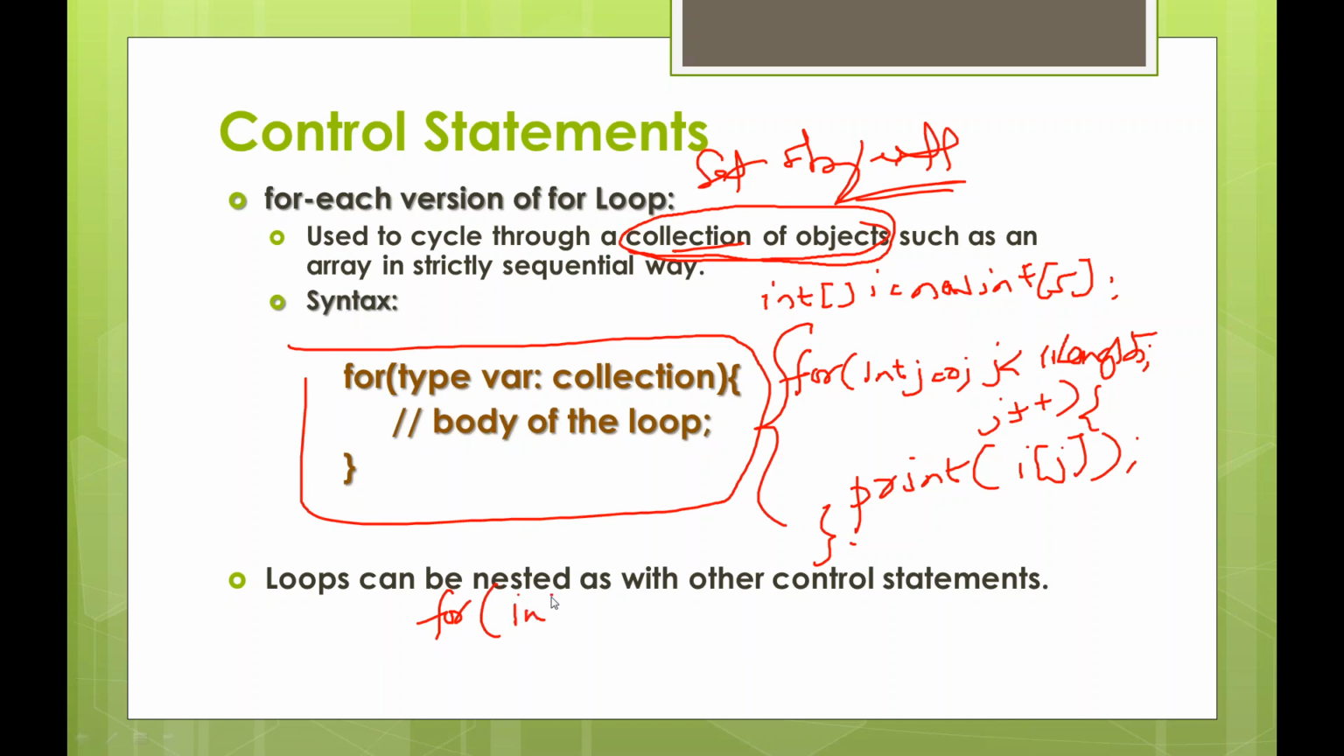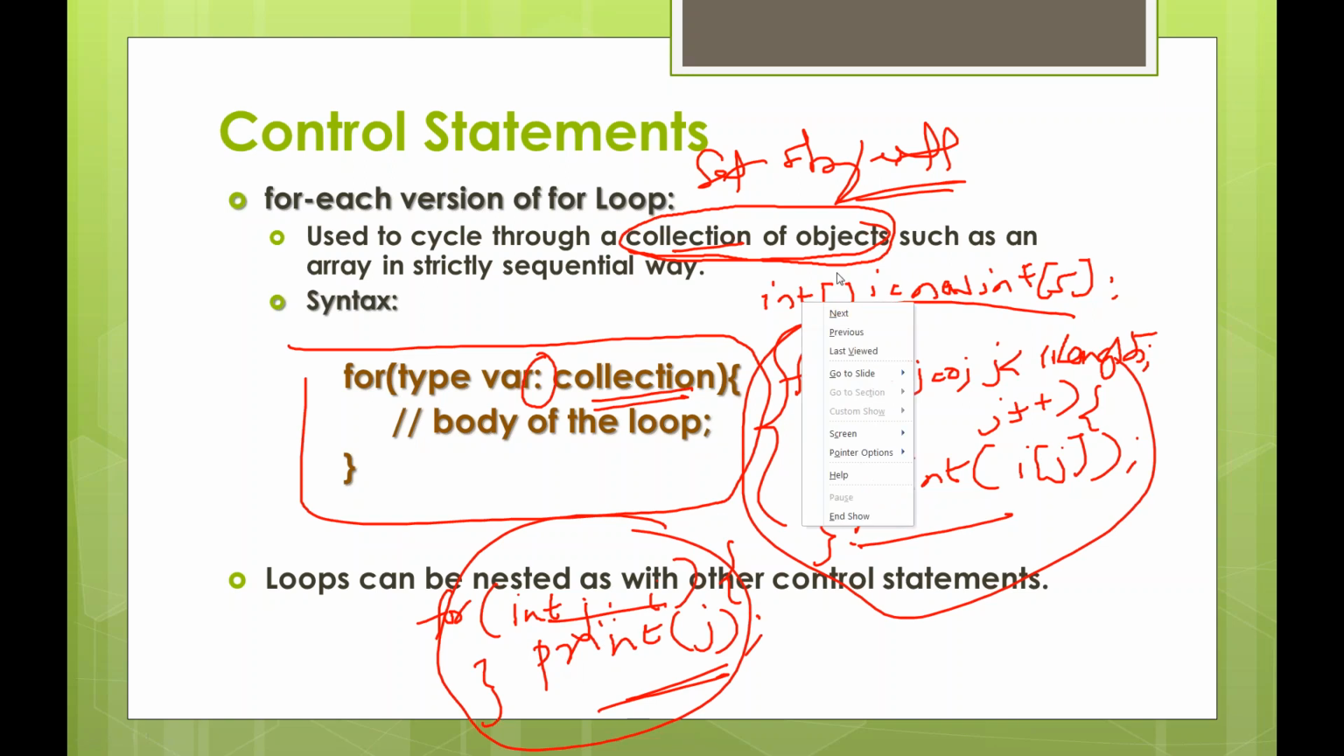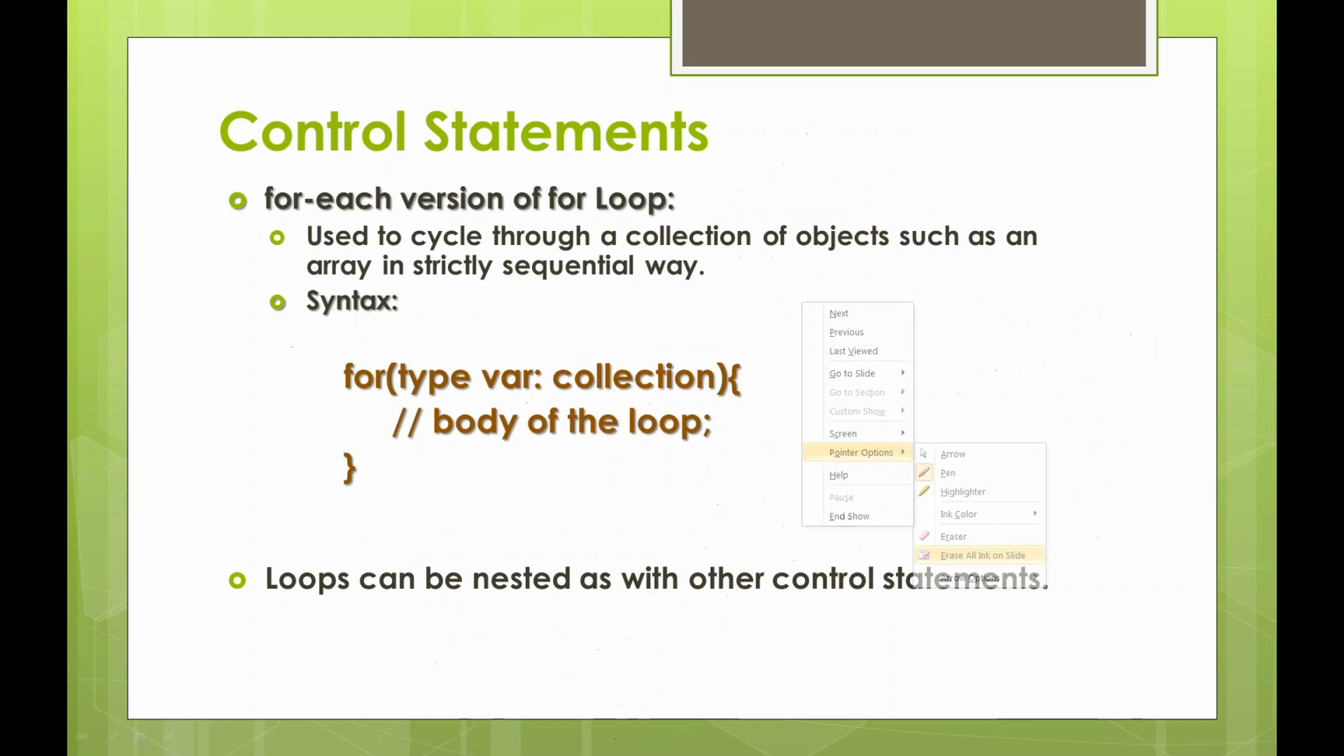for int j colon, we have a colon here, then the collection. Just mention the name of your array, then print j. That's it. Do you see how simple it becomes with this enhanced for loop compared to this one? It is very simple. The only thing is you should remember this syntax. It is similar to our previous for loop; the only difference is you should have a collection here. Arrays are also collections of objects in Java.